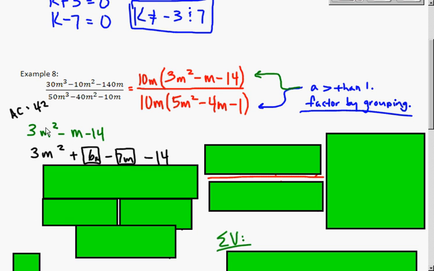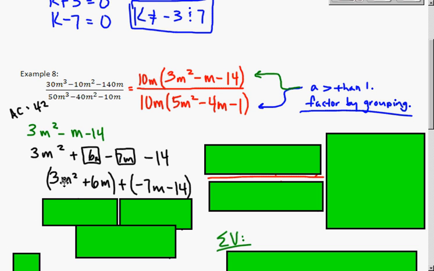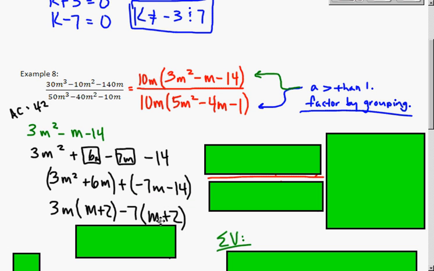So I write out the equation 3m squared plus 6m minus 7m minus 14. Here's where the grouping comes into play. You group your first two terms, 3m squared plus 6m, plus, this is really saying plus a negative 7m, so I'd group negative 7m minus 14. I need to factor out of each binomial. In the first binomial, I can factor out a 3m. When I factor out 3m, I'm left with m plus 2. In the second, I can factor out a negative 7. When I factor out a negative 7, I'm left with m plus 2.